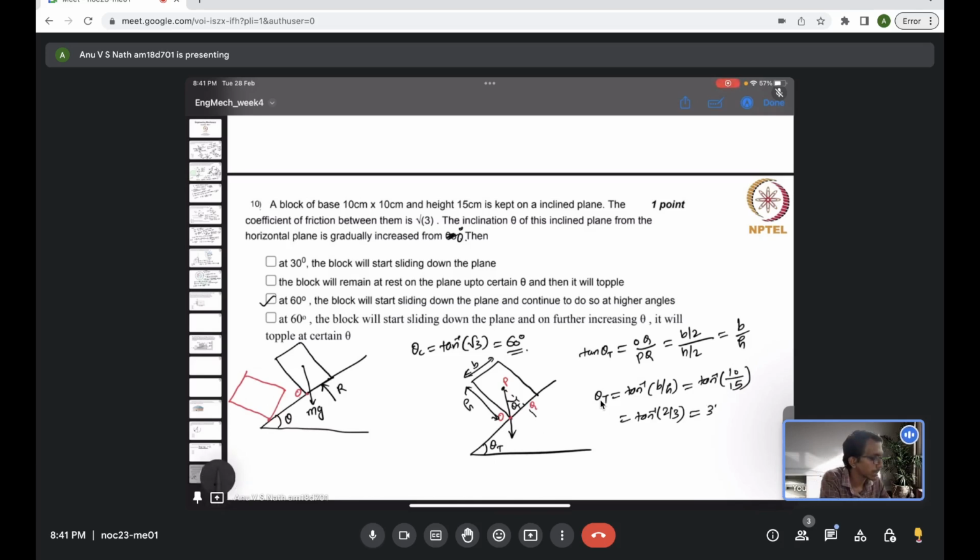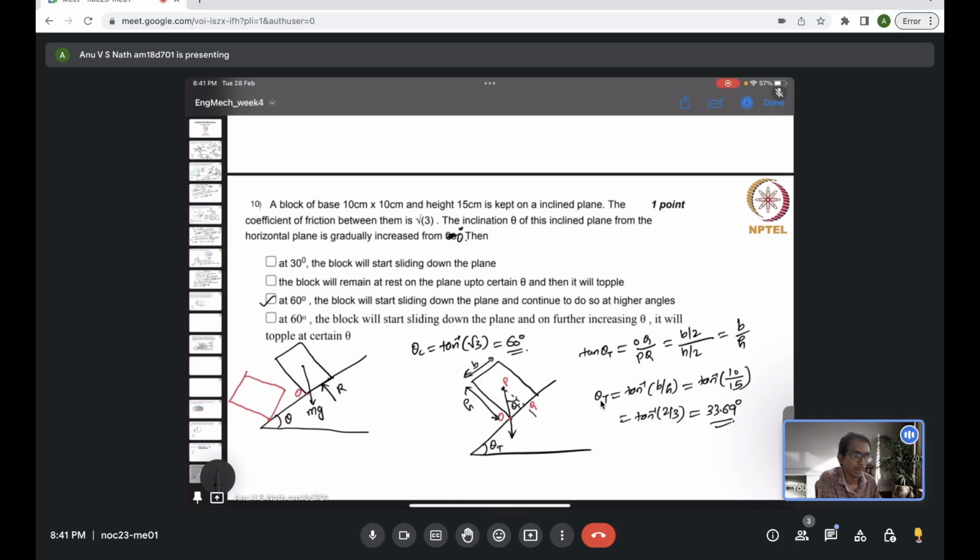That is 33.69 degree. So we have found the theta topple is lesser, which is 33 degree. And the critical value for the block to overcome friction and start to slide is 60 degree.